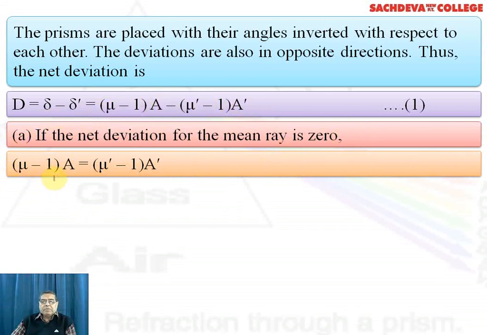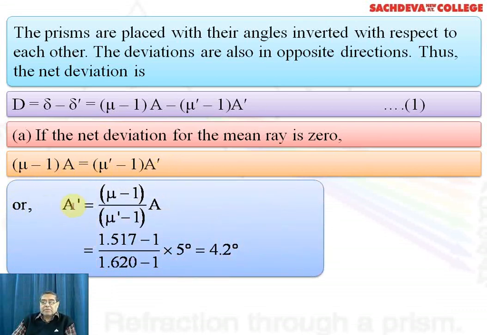we will take the first equation, (mu minus 1) into A equal to (mu dash minus 1) into A dash, because D is taken as 0. So now from both sides, we will get (mu minus 1) into A equal to (mu dash minus 1) into A dash. And our subject of equation must be A dash, that is the angle of prism for the flint. So (mu minus 1) divided by (mu dash minus 1), and then put the values.